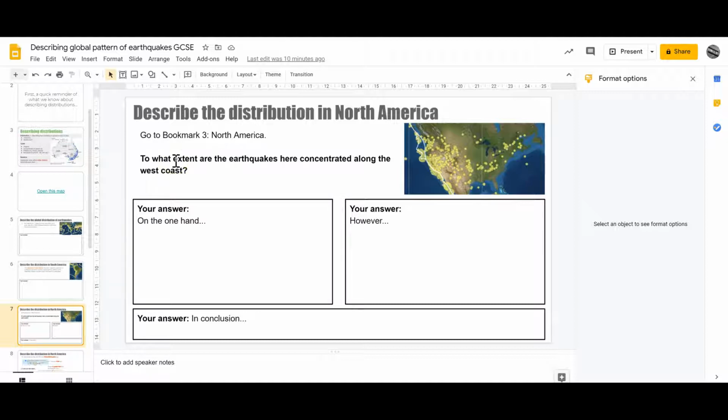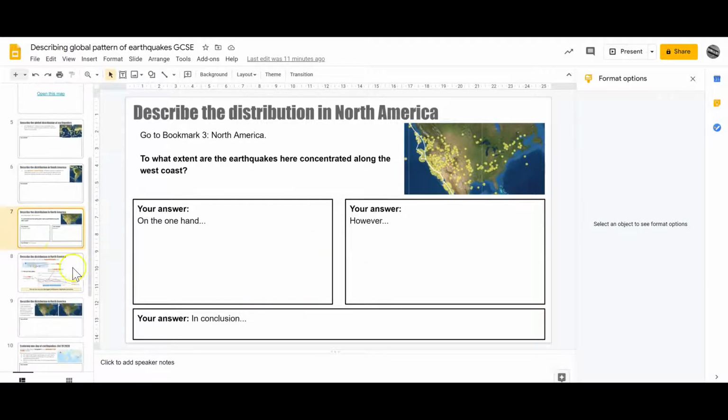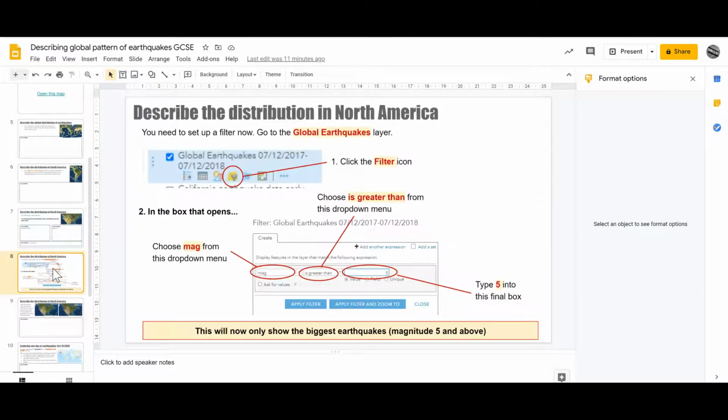There are two sides to it. On the one hand, however, and you should always finish off with a conclusion. What is your overall view? To what extent? To a limited extent, to a certain extent, to a large extent? Those are probably your 3 choices. You choose the one that you think is right, based on what you find.